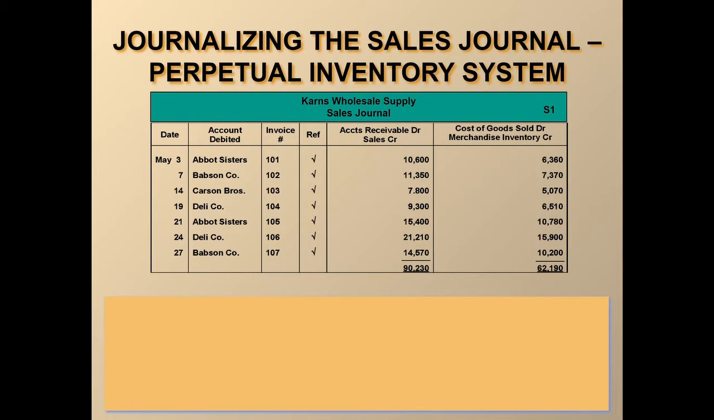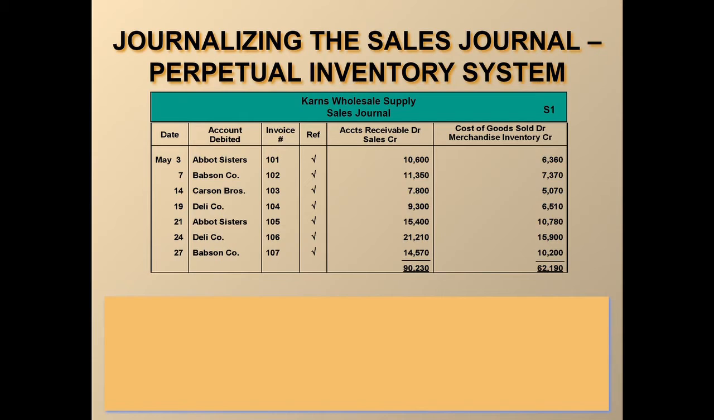The first one, for instance, shows that they sold $10,600 worth of goods to the Abbott sisters. It gives the date, the account, the invoice number for reference, and reference checked, so it's good. Then you've got your amount, and it does both the subtracting of the goods from the merchandise inventory and the cost of goods sold at the same time. Those entries all match, which is why they're lined up the way they are.